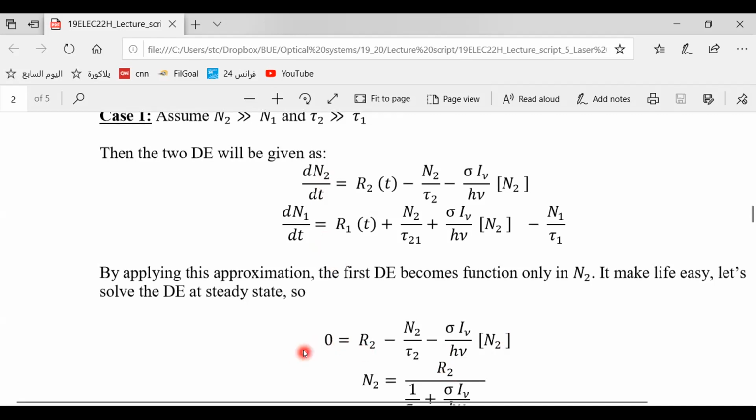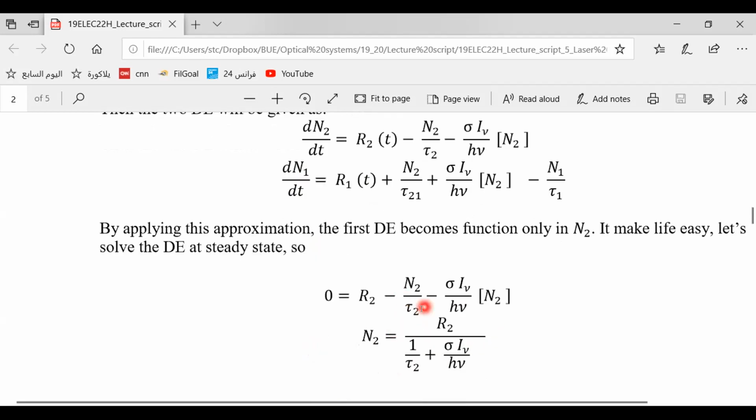You can have now a very basic linear equation in N2. You can have N2 on one side and all other terms on the other side. So N2 equals R2 over (1 over tau 2 plus sigma I over h mu). Again, please remember the question. We are asking whether this gaining process is an endless process or not. Let's now return to the gain. Please remember that we now have an equation to express N2, the population of electrons in energy level number 2.